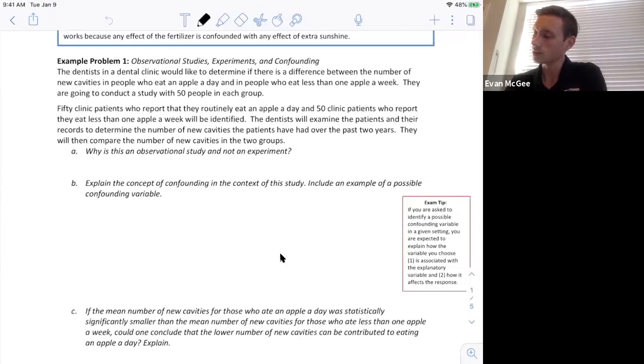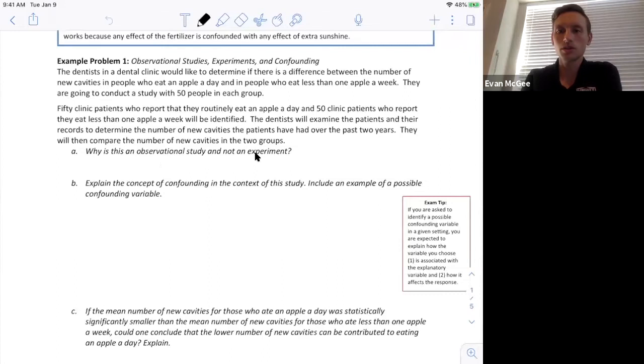The dentist will examine the patients and their records to determine the number of new cavities the patients have had over the past 2 years. They will then compare the number of new cavities in the two groups. So is this an observational study or is it an experiment? Since nobody was assigned to a treatment, no one was told you're going to eat one apple a day or you're going to eat less than one apple a week, it's an observational study because they're looking in the past, over the past 2 years, of how many new cavities these subjects or individuals received. So this is an observational study because there was no treatments assigned.